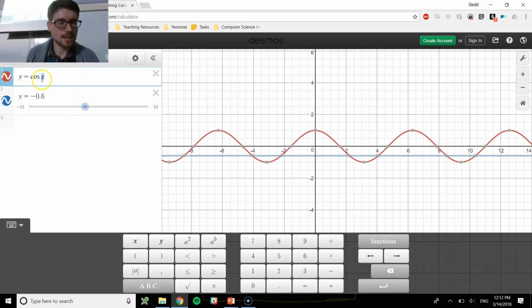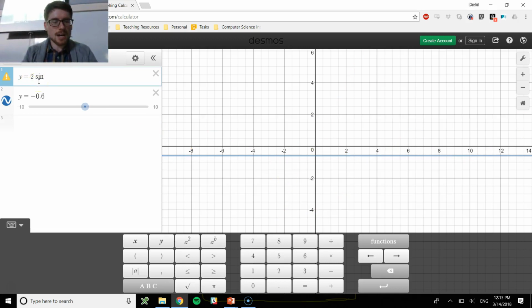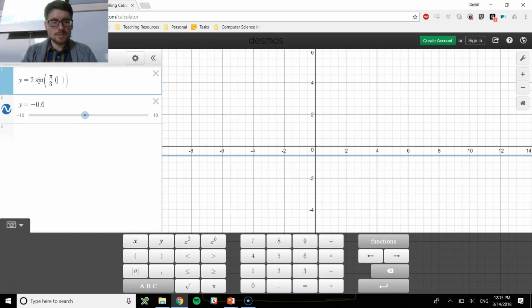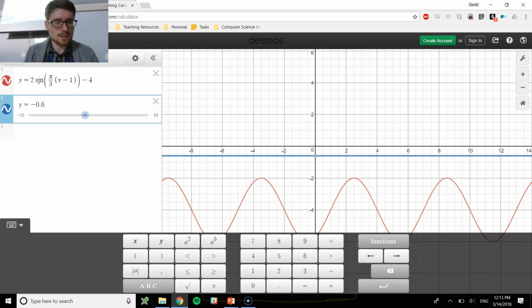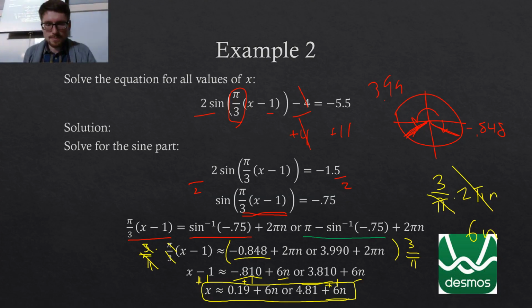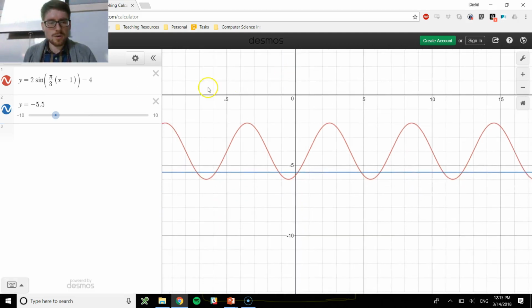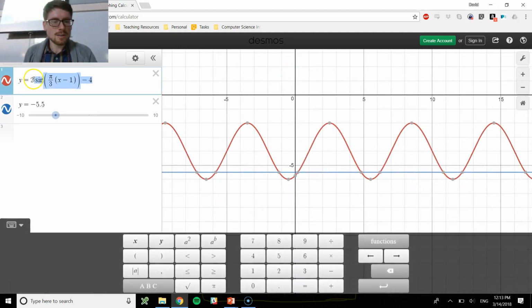Let's plug it in. Okay, 2 times the sine of pi over 3 times x minus 1, minus 4. And we're interested in when this is equal to negative 5.5. Is that right? Fantastic. So I have my sinusoidal function.